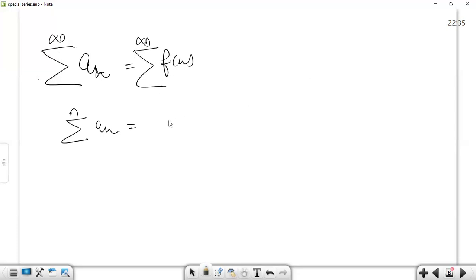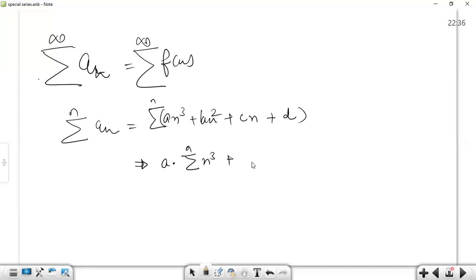As we already know, let's say this is a function, right? And if we apply the sigma operator here on n, what will happen is that a into sigma operator of n cube plus b into sigma operator of n square plus c into sigma operator of n plus d into sigma operator of 1. Now these are constants, so that's why we are writing them outside.